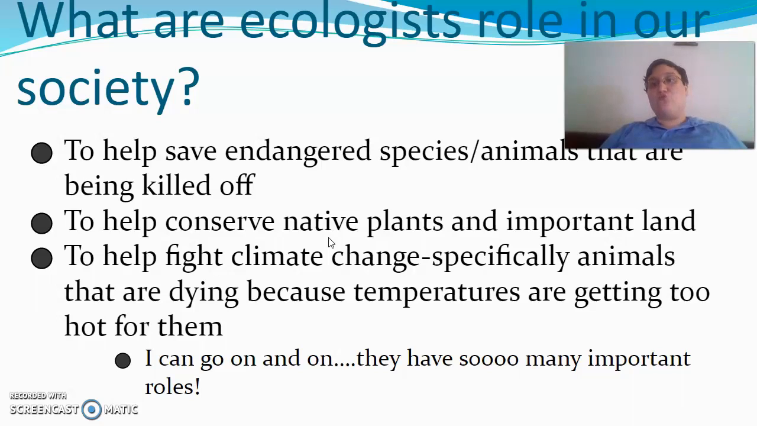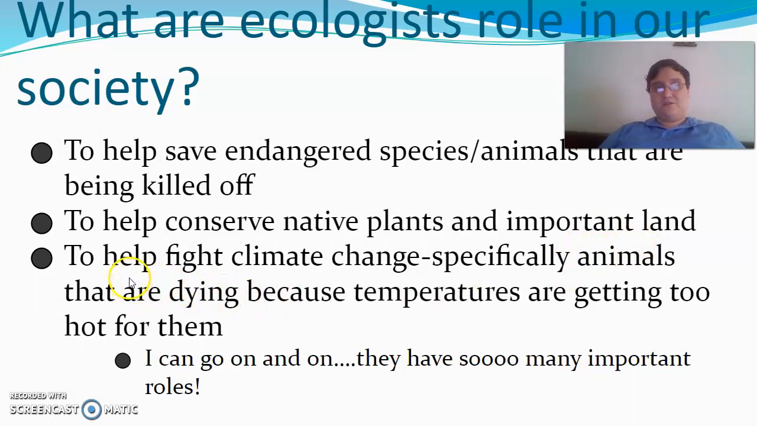Native plants are great for the environment. They make everything better, even the living things. Or sorry, plants are living. I mean even the animals. So a lot of ecologists work on conserving native plants, making sure they're not being damaged or destroyed by humans, and protecting land that those native plants are on.